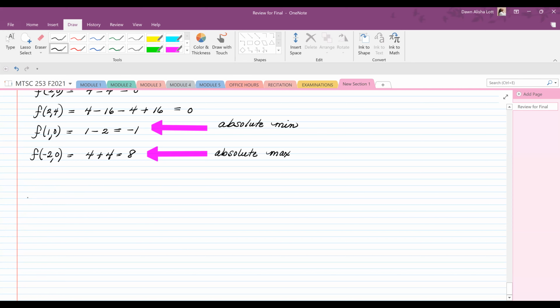It says use Lagrange multipliers to find the maximum and minimum values of f of x, y equal to x squared plus 3y squared plus 2y, with the constraint of x squared plus y squared is less than or equal to 0.